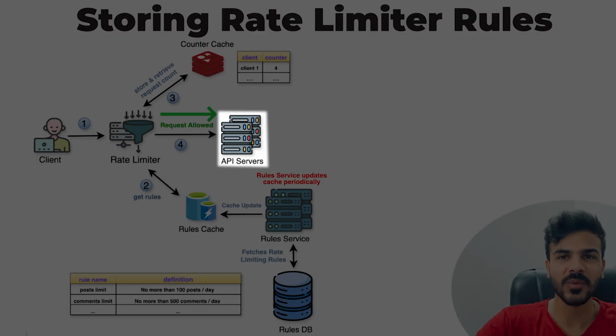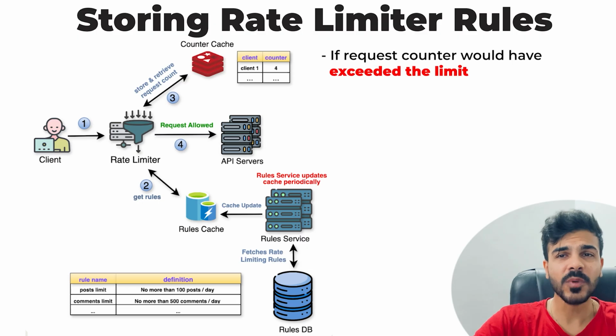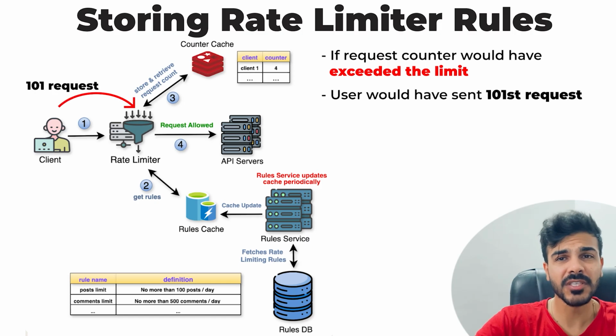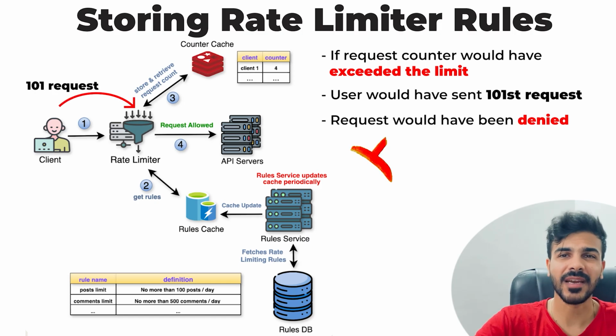It reaches the API servers for further processing. If the request counter would have exceeded our limit, let's say the user had sent the 101st request, then the request would have been denied.